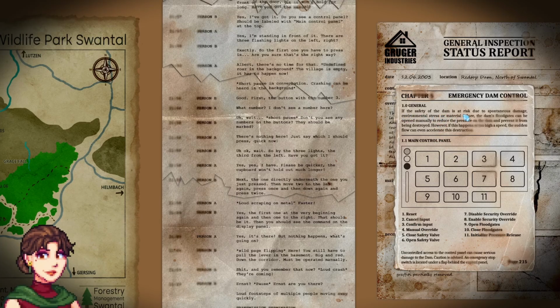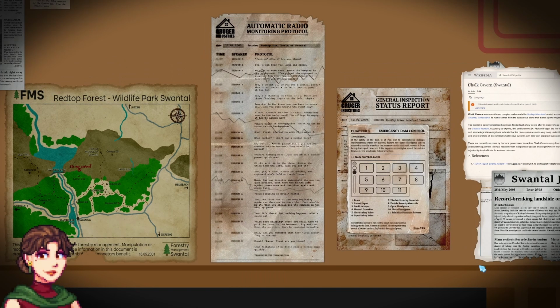If the safety of the dam is at risk due to spontaneous damage, environmental stress, or material failure, the dam's floodgates can be opened manually to reduce the pressure on the dam and prevent it from being destroyed. However, if this happens at too high a speed, the sudden flow can even accelerate this destruction. Reset, cancel, input, manual override, disable. Okay. Uncontrolled access to the control panel can cause serious damage. Caution is advised. Emergency stop switch is located under a flap behind the control panel. Oof.